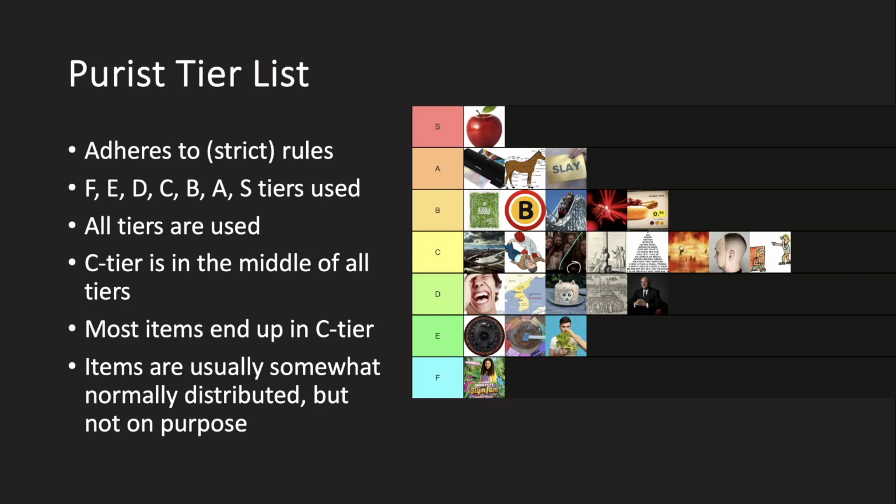And most items ending up in C tier usually leads to what we call a normal distribution, or a bell curve. And this doesn't happen on purpose, like no purist would move items closer to the center just to make a bell curve, but when representing reality as closely as possible, then a tier list should generally look like a bell curve, either slightly slanted towards a minimum or maximum, or right down the middle.